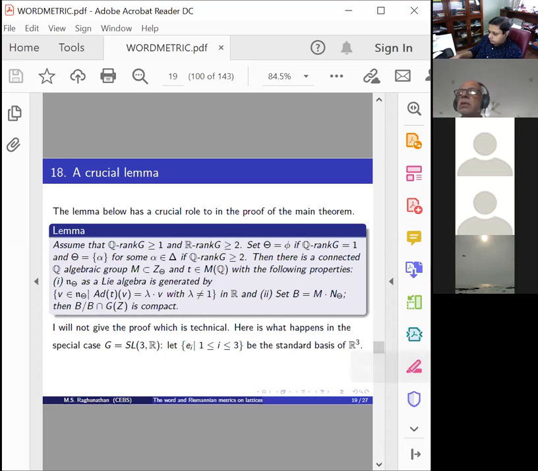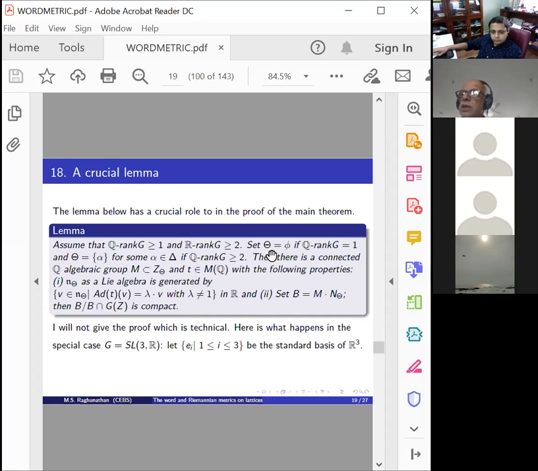Just a quick question. Where does the hypothesis, I mean, this real rank greater than or equal to 2, Q rank greater than or equal to 1 come in? Right. I'll tell you. When Q rank is greater than or equal to 2, it's automatically R rank is greater than or equal to 1. There's no problem there. But the situation can arise when Q rank is 1 and the R rank is greater than or equal to 2. It is to take care of that.